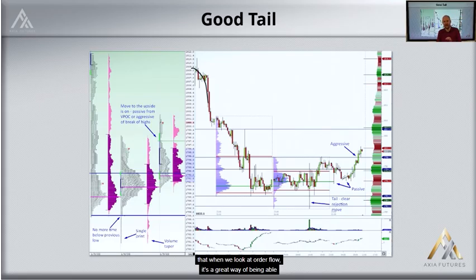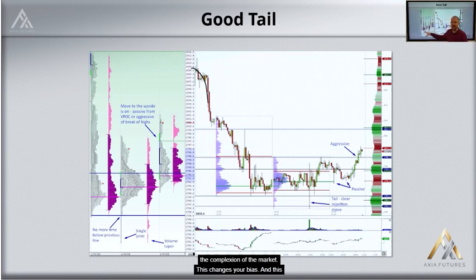It's a great way of being able to accurately finesse an entry very, very close to the low. You could end up buying it down here without having to wait for the single print to form. Once the single print forms, you'll confirm that you have found the low. Not only that, you're in very close to the low. But we'll touch on that when we look at order flow. So there's your single print. Lovely looking tail. That changes the complexion of the market.